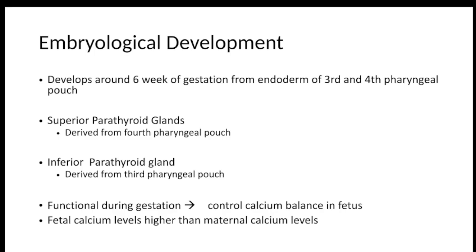So coming to the embryology, they develop at about 6 weeks of gestation from the endoderm, and they are derived from the third and the fourth pharyngeal pouches. The superior parathyroid is usually derived from the fourth pouch, while the inferior is from the third pouch. They are functional during gestation and control the calcium balance in the fetus. The fetal calcium levels are usually higher than the maternal calcium levels.